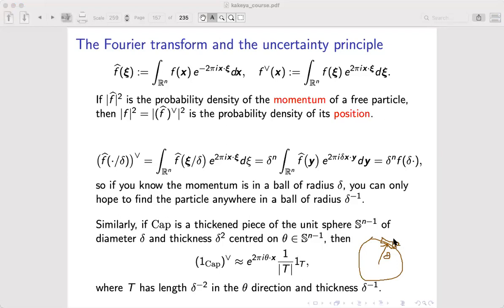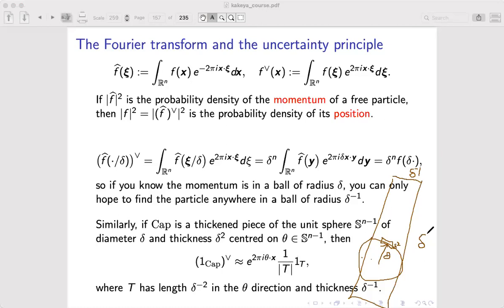Well, I mean, you've got some translation. If you translate on one side, that's just the modulation on the other side. And because before we had just delta balls become delta to the minus one balls, now these tubes here, because you're even thinner here, you get a tube on the spatial side, rather, that turns into a tube of thickness delta to the minus one and length delta to the minus two.